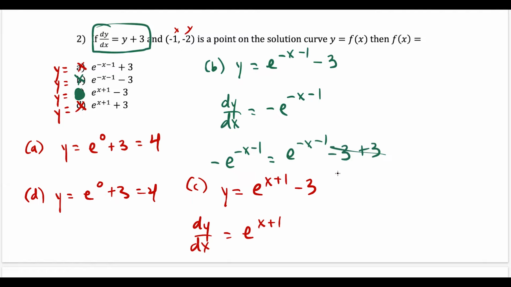And then from this step on, what we could do is plug into this differential equation the left side, dy/dx. We would have e to the x plus 1 equals, and we have y is e to the x plus 1 minus 3. And then we just tack on the plus 3. And notice here, this cancels out and we have a match. So choice C is definitely our answer.